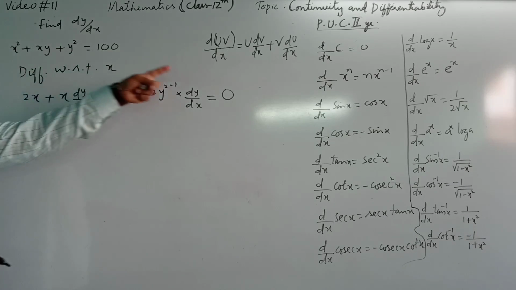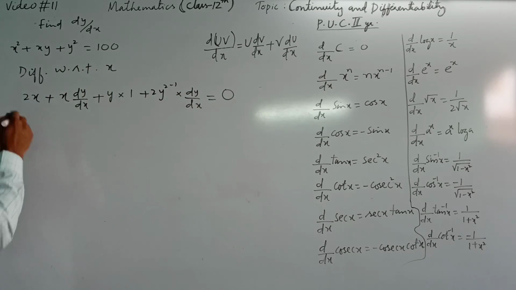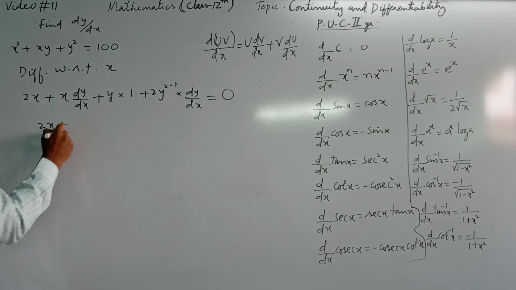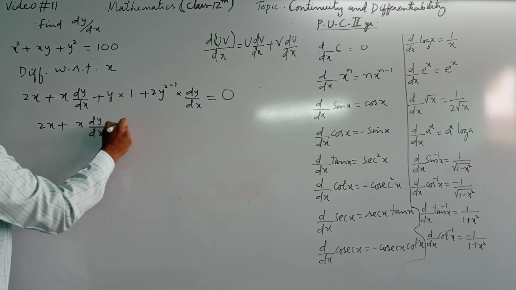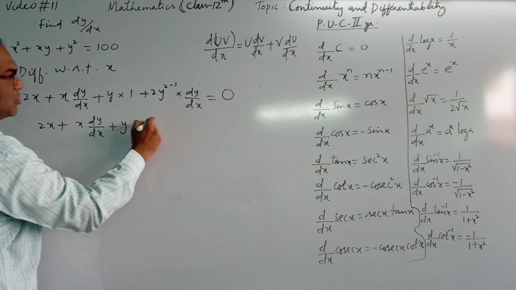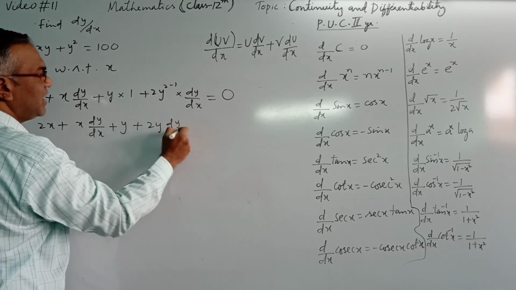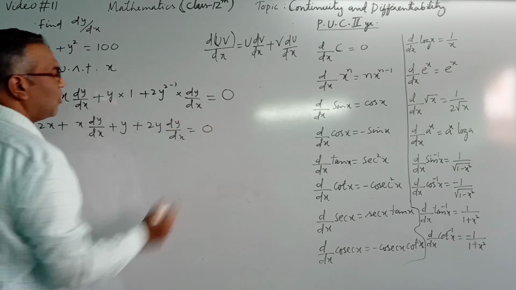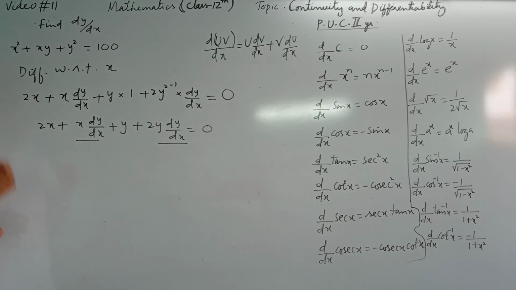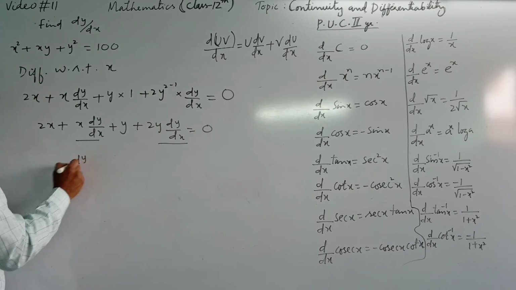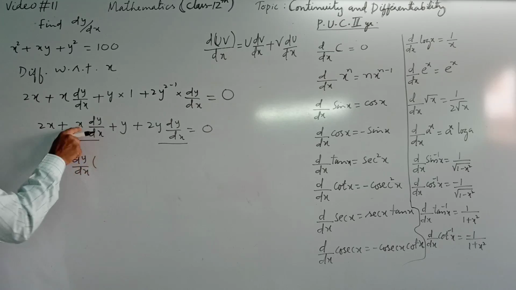No problem. The differentiation of a constant is 0. Then this will be 2x plus x dy by dx plus y plus 2y dy by dx is equal to 0. From these two terms, we can take dy by dx common. So dy by dx is common here.